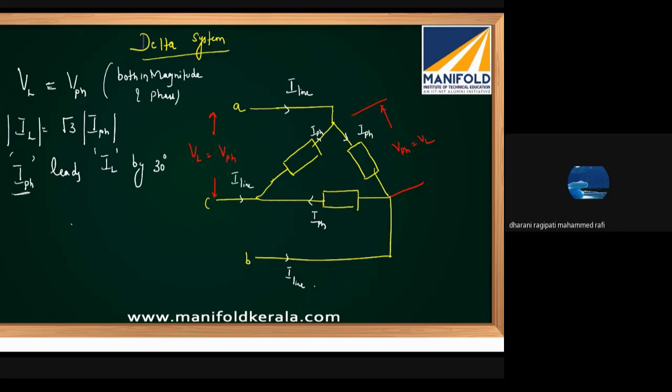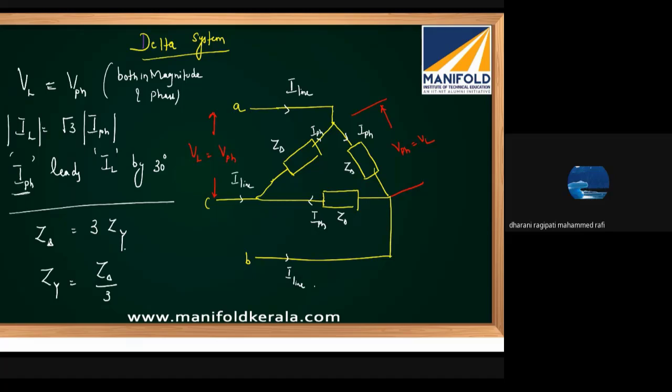Okay. One more important relationship you have to remember is that Z delta, impedance in delta. In a delta connected system, impedance per phase is Z delta. If you transform it into a star, it will become 3 times Z star. Or you can write Z star is equal to Z delta divided by 3.